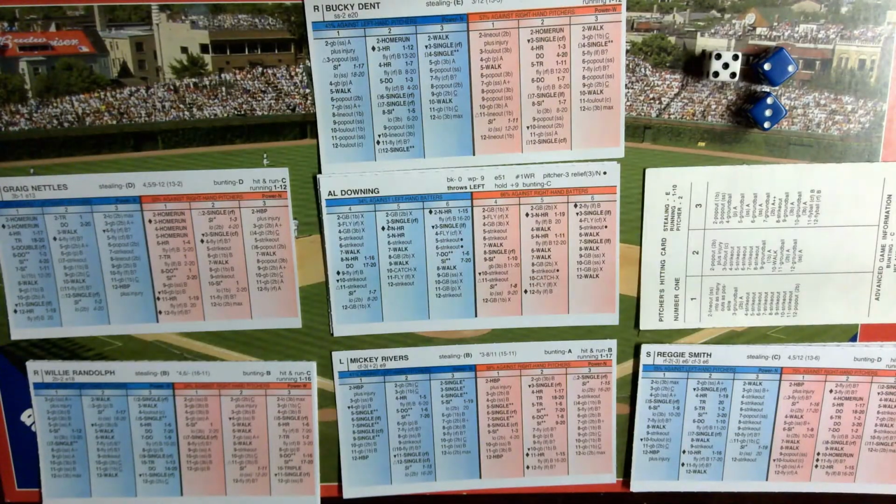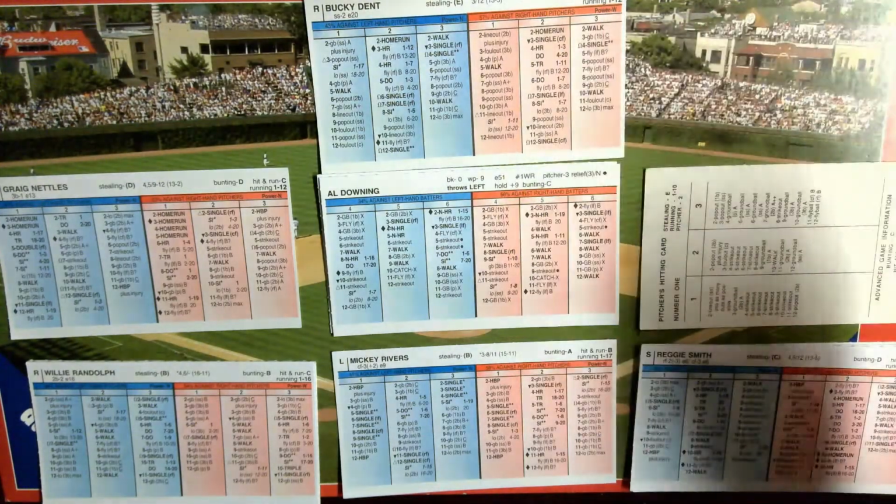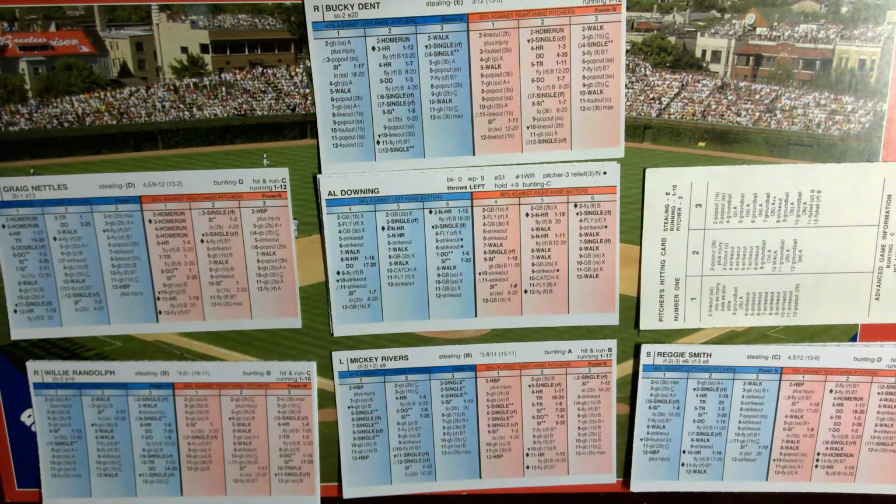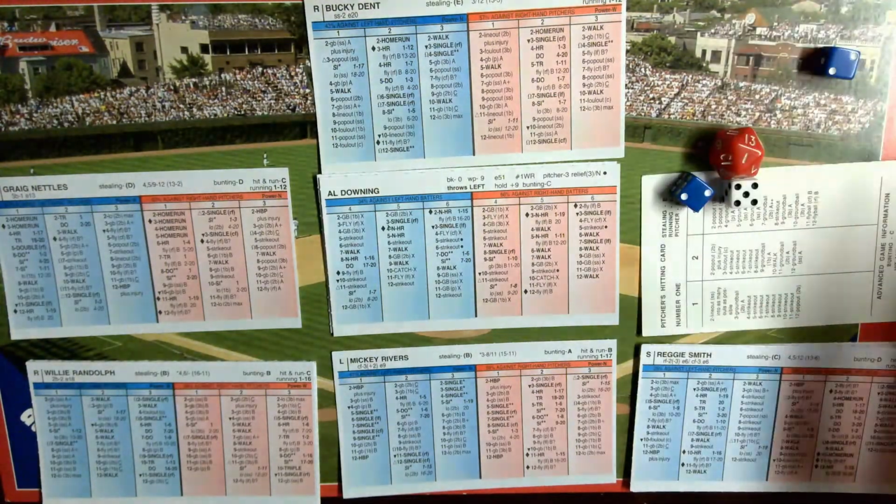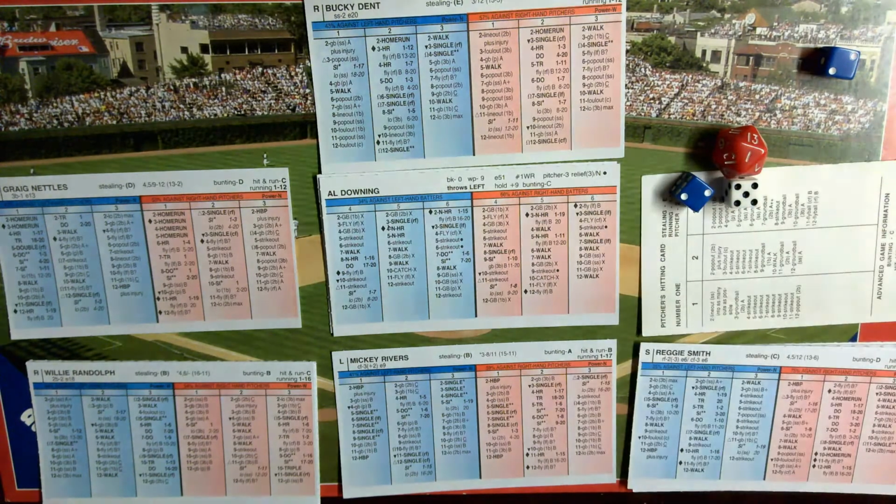Three for 4, bases loaded, 1 out. And we're going to swing away. Come on, Rivers. So that's a 1. That is a potential wild pitch.